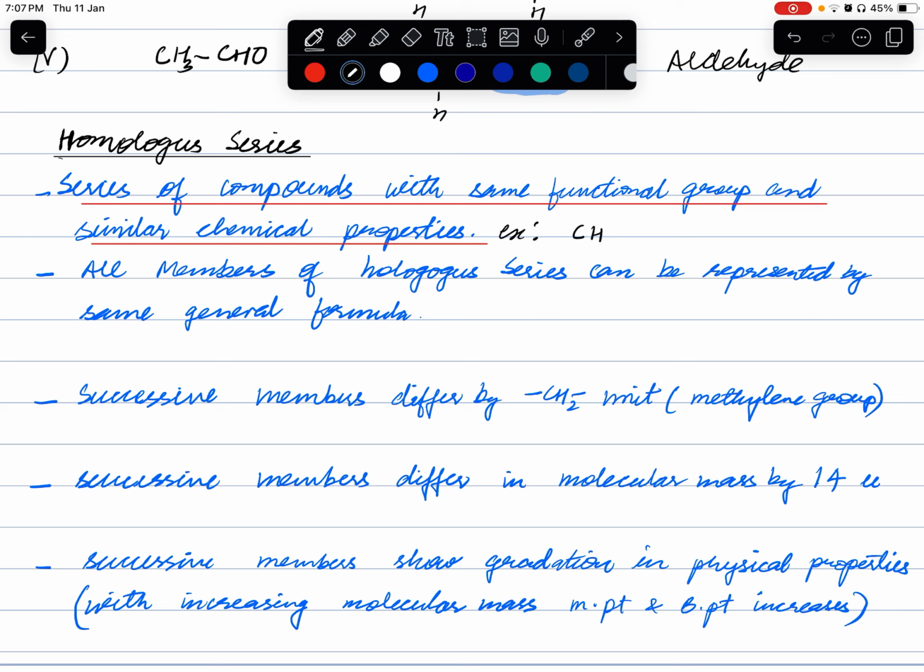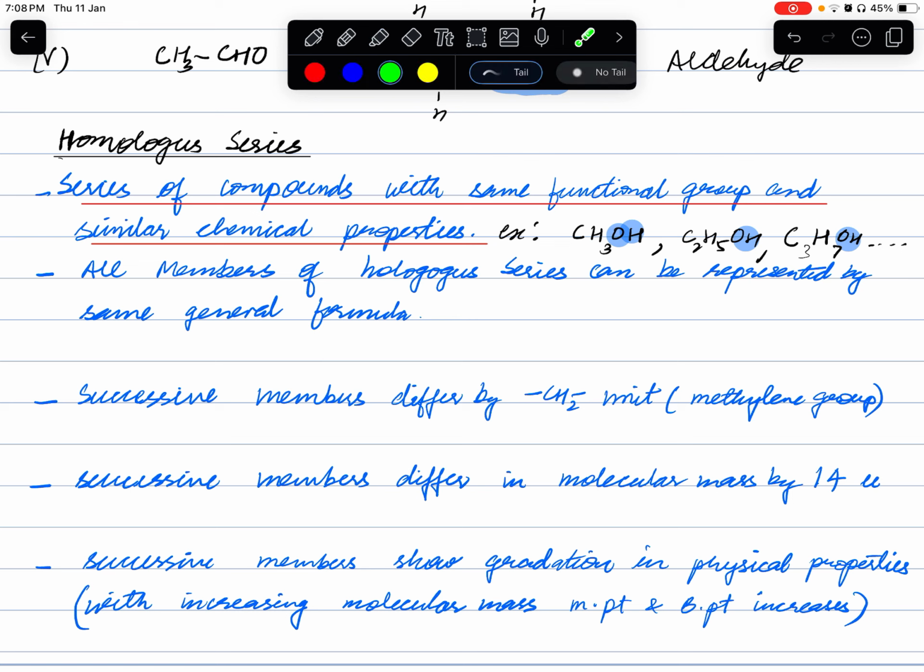So what we have, the first alcohol is CH3OH. Fine. Next member after this is C2H5OH. Next member is C3H7OH and so on. We will write down all the members. So this is homologous series of what? This is homologous series of alcohols. And here we are having the same functional group. What is the functional group here? OH here, OH here, OH here.